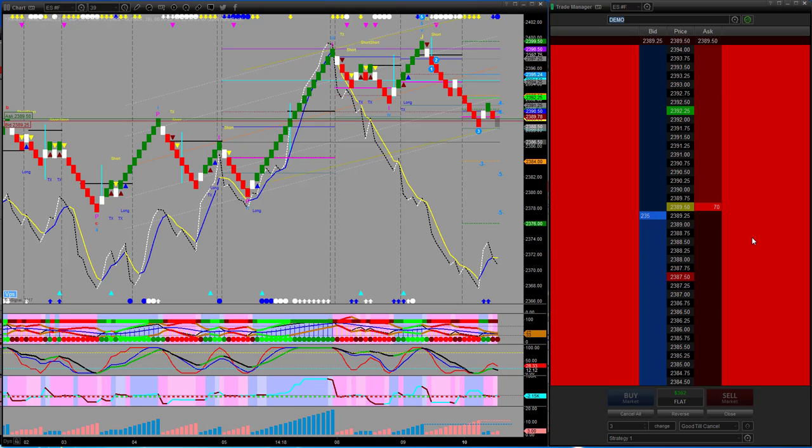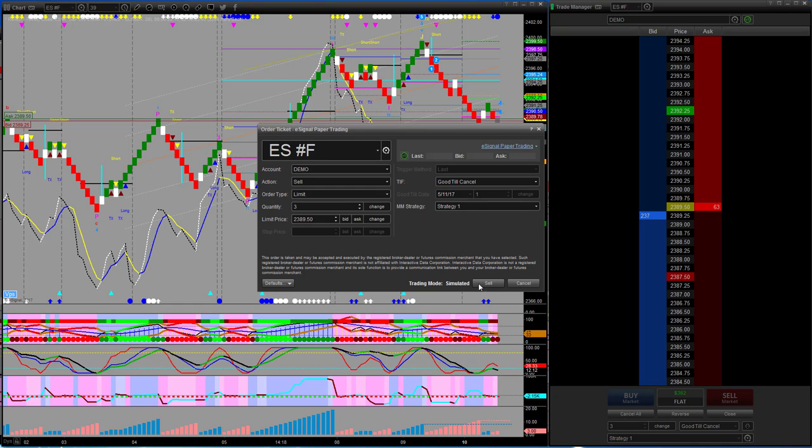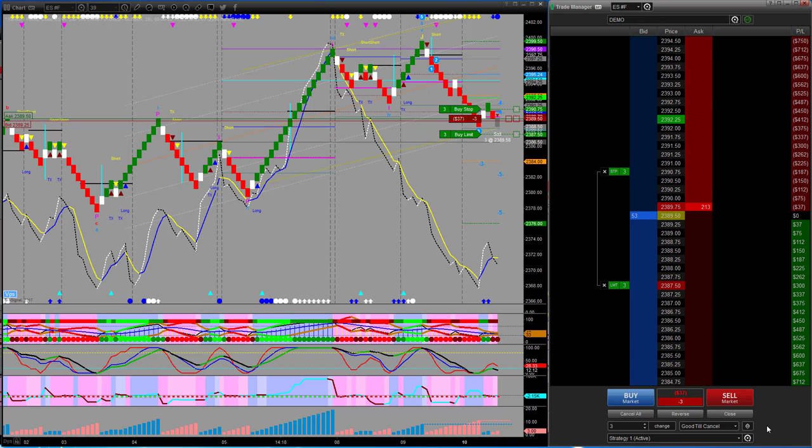So I'm going to take a short here right now. 3 contracts on my strategy. Sell 3. Right, we filled here. My stop at the moment is 2390.75 on 3 contracts, and my target 2387.25. So I'm just looking to adjust that.